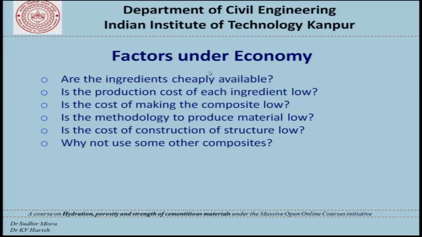Coming on to the third dimension, which is factors under economy, the questions generally asked are: are the ingredients used for the composite cheaply available? The second one is, is the production cost of each ingredient low? Is the cost of making the composite low? Sorry, is the cost of the methodology to produce the material low? Is the cost of construction of the structure low? Why not use some other composites? So these questions have to be properly addressed under the dimension economy in order to make sure that a particular composite can be used for application.